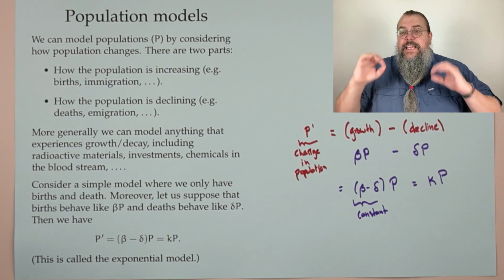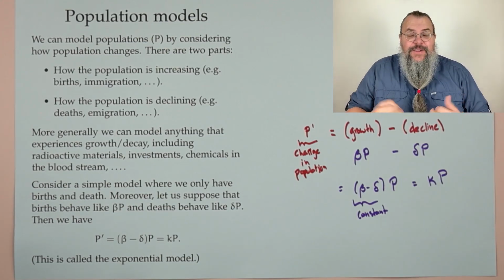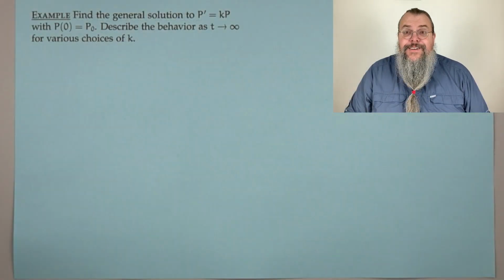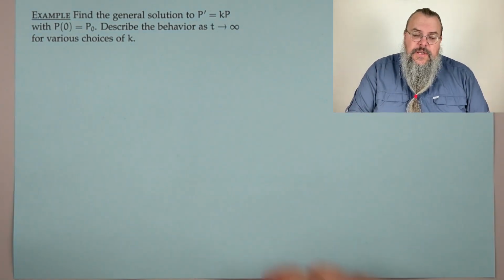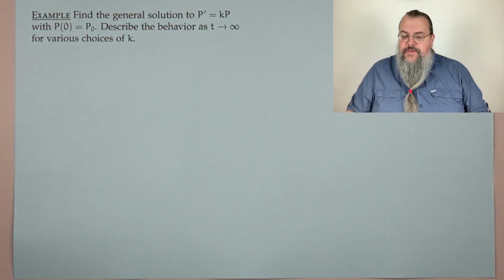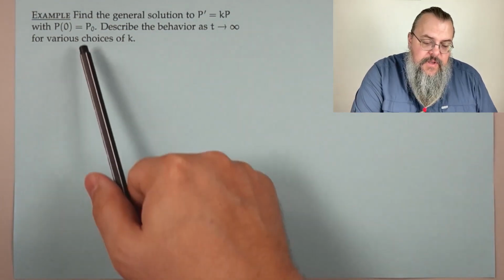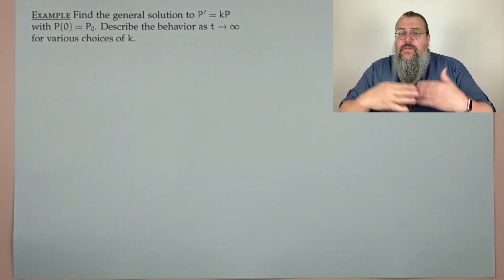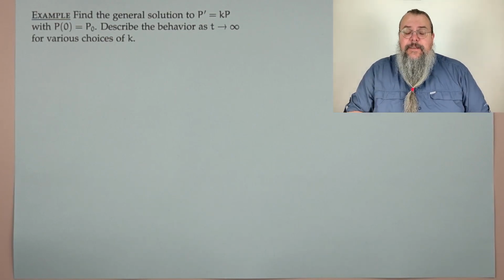So this is a very easy, very simplistic, and in some cases very unrealistic model. But you start with some easy things first. So let's find the general solution to this differential equation, p prime equals kp, in other words, the model we just introduced. We'll have an initial condition p of 0 equals p0, or some people call it p naught. And the question: what's the behavior as time goes to infinity for various choices of k?